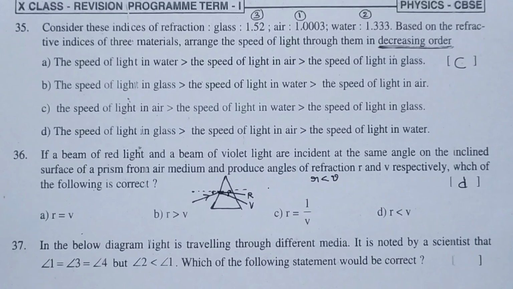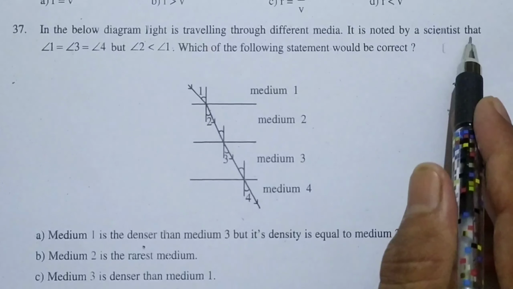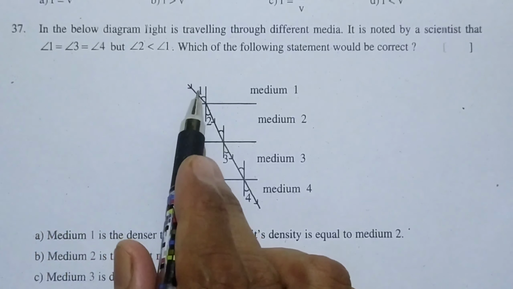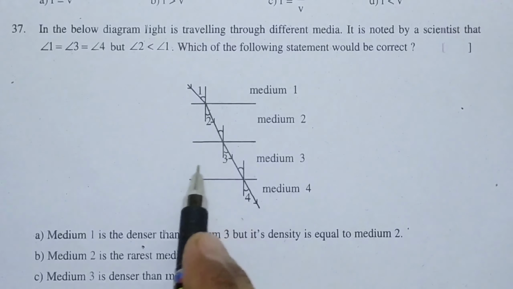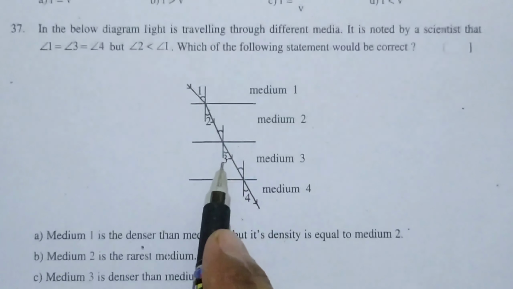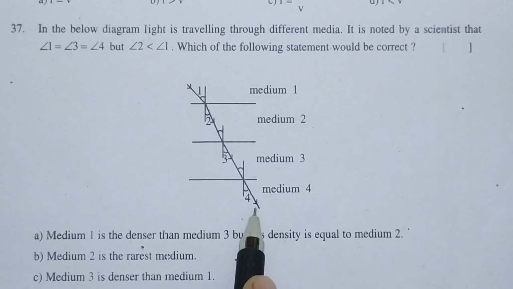Now we see question number 37. In the below diagram, light is traveling through different media. It is noted by a scientist that angle 1 is equal to angle 3, the incident angle in this medium and the emergent angle. And angle 3 is equal to angle 4. But angle 2 is less than angle 1. Which of the following statements would be correct?